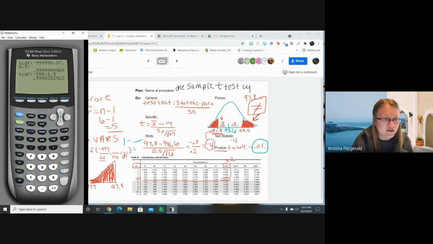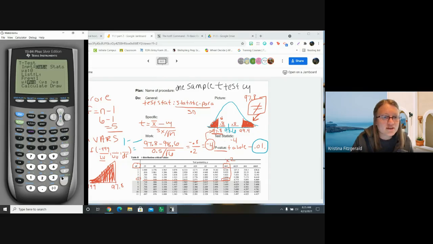So let me show you that one. To get the p-value, if you click on test and then go to t-test, you can have the calculator do the test for you. So I have two options right now for how I could do it, because I did have a list for my data, which is already in there. So I could set this up to do it that way.